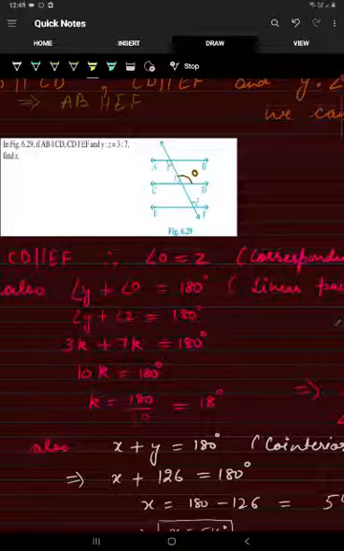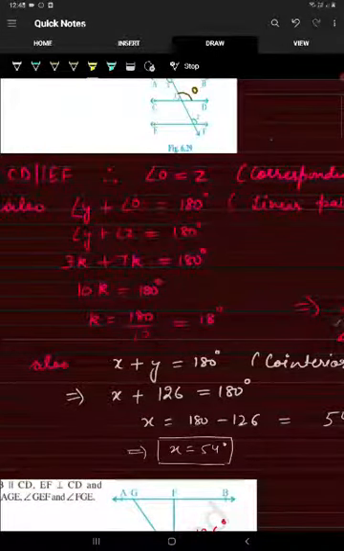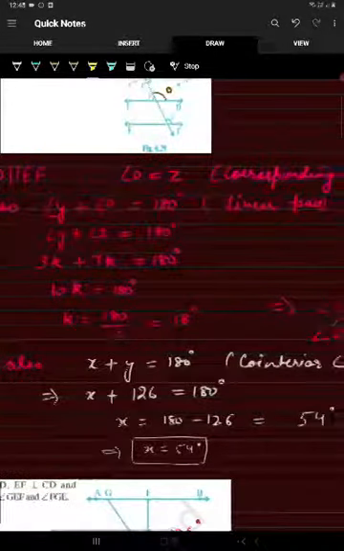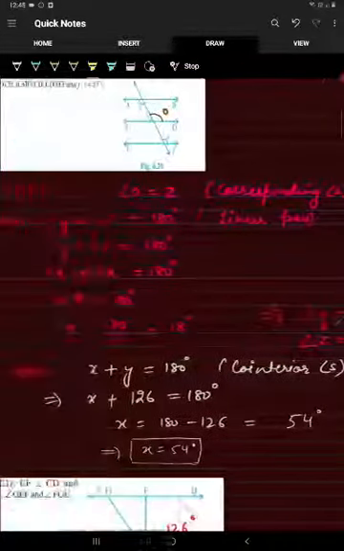Then putting the value of Y and writing angle O equal to angle Z, because both are equal corresponding angles, we get 3k plus 7k equals 180, so 10k is 180, and the value of k will be 18 degree. Now we found the value of k, so we can find the values of Y and Z by putting the value of k. Angle Y was 3k, therefore 3 multiplied by 18 gives 54 degree, and the measure of angle Z will be 7 into 18, that is 126 degree.